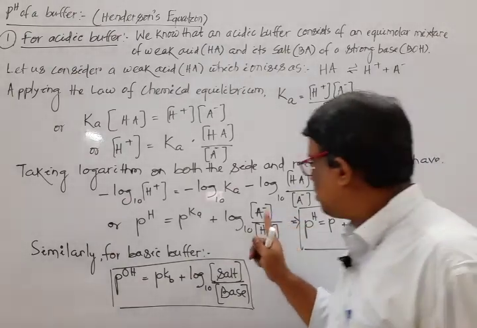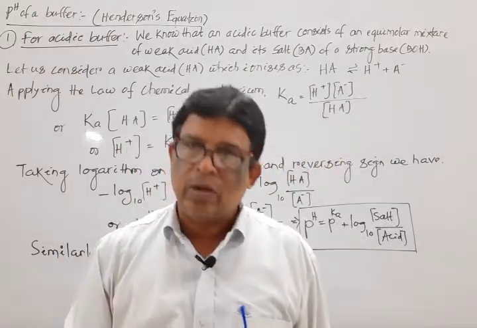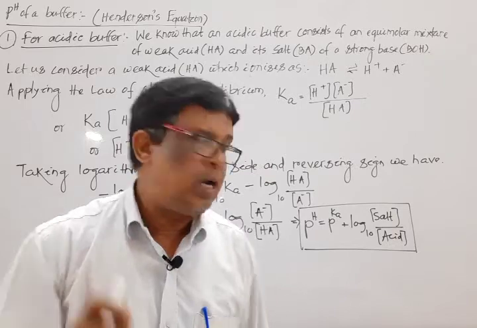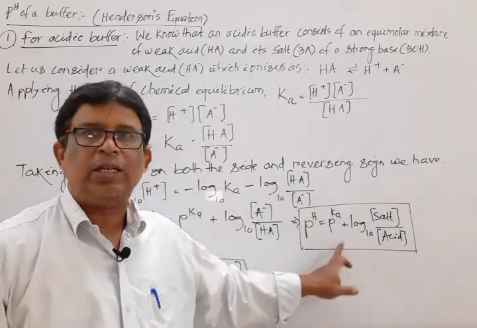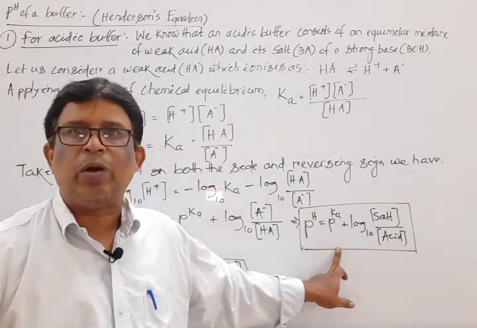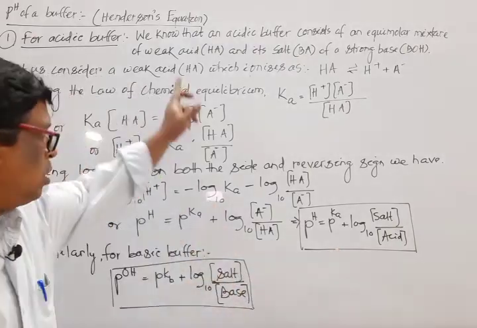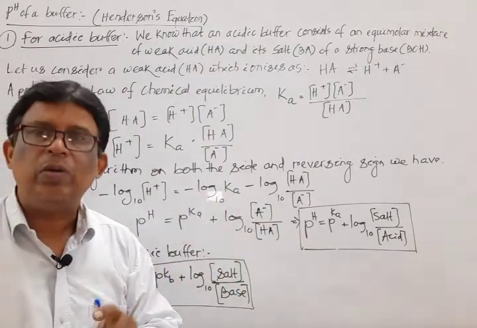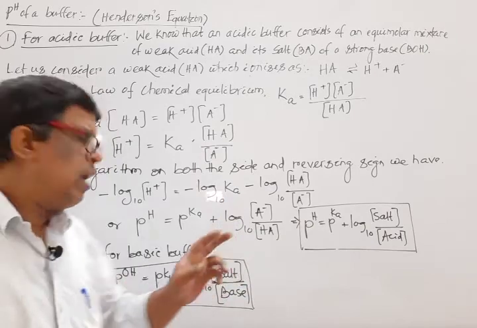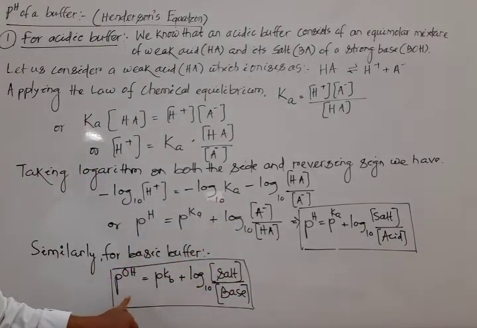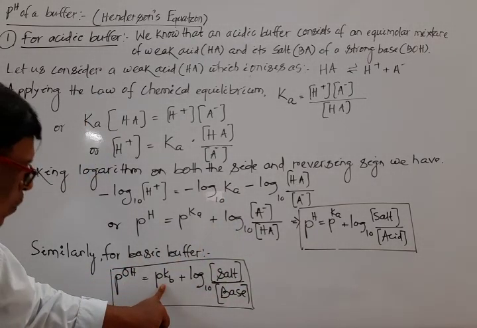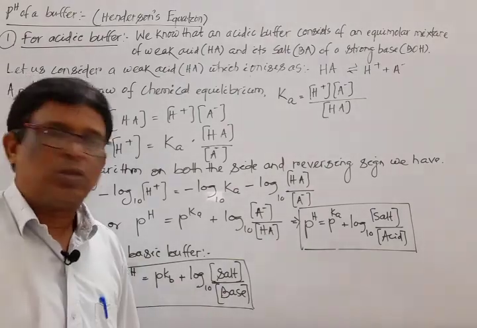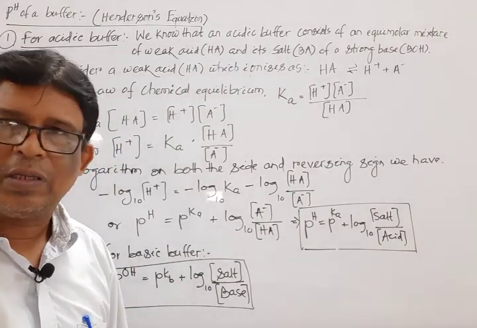I already covered this one. A minus concentration means it is for salt and HA is acid. It is known as the Henderson equation for acidic buffer. Similarly, in the same way, it is homework for you. Try to proceed in the same way for the basic buffer, that is, pOH is equal to pKb plus log10 of salt concentration by concentration of base.